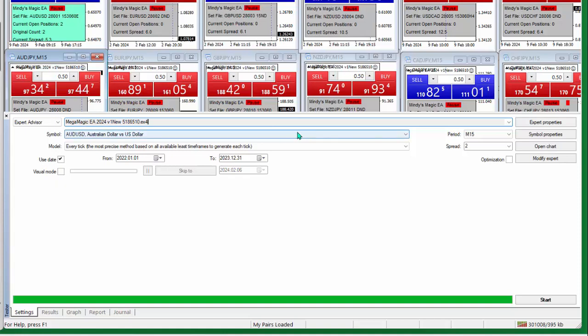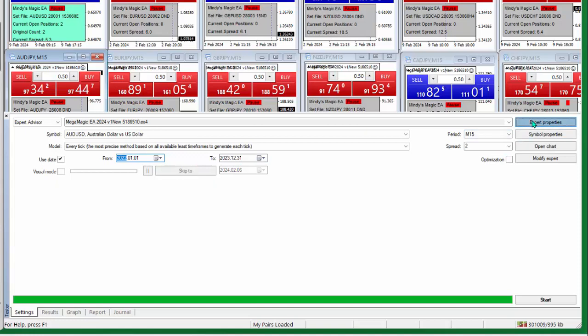And with the strategy tester, you can only test one pair at a time. I can't have the strategy tester test all 13 of the pairs that I trade at one time. We have to do them one at a time. So I've selected the AUD-USD pair, okay? And I'm telling it that I want it to test from the start date of January 1st, 2022 and the end date of 12/31/2023. So that's a full 2-year period, okay?